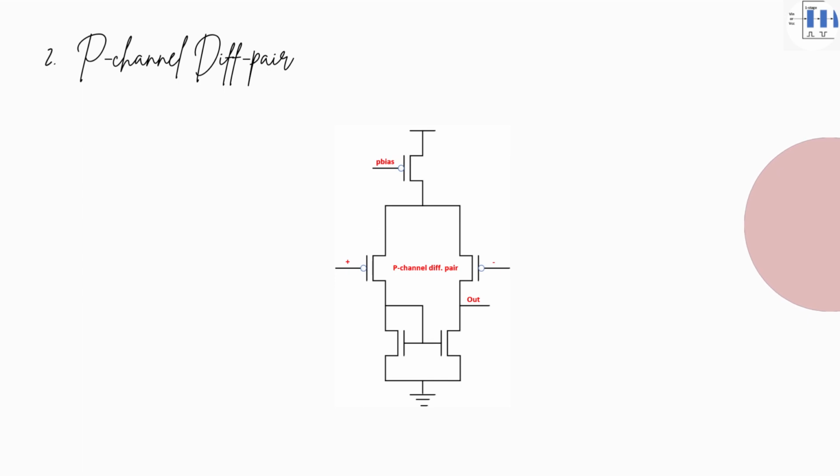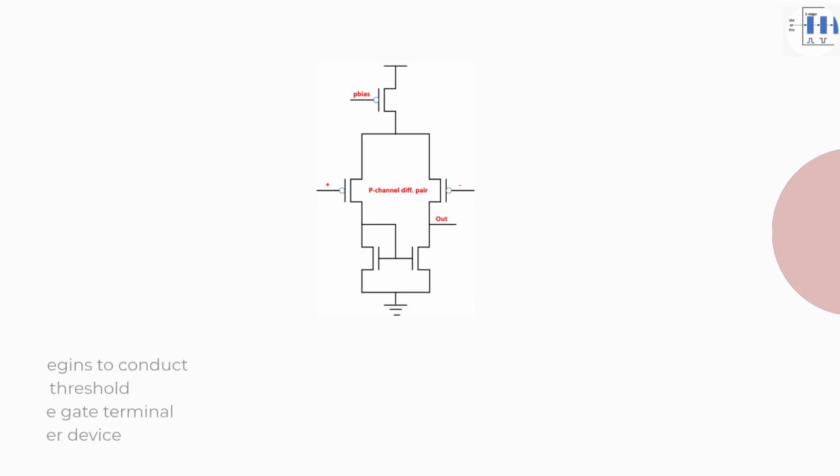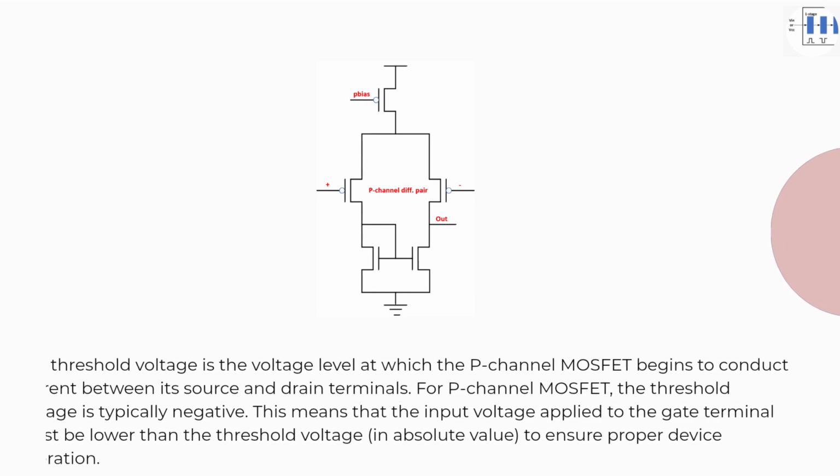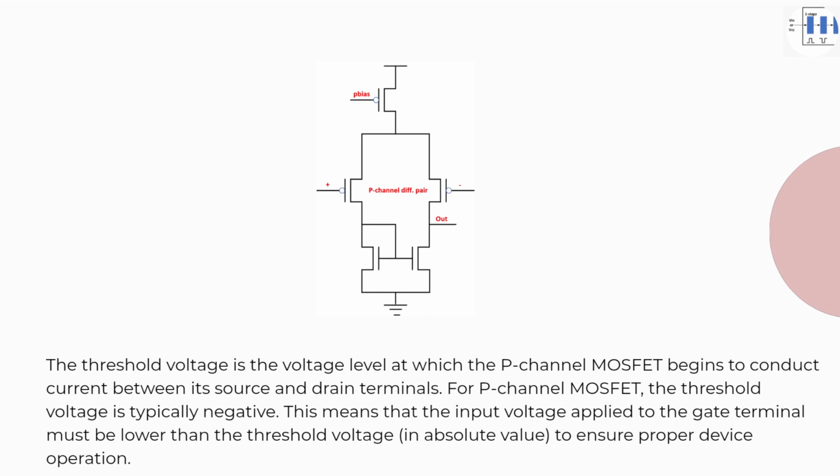Two. P-channel diff pair. The threshold voltage is the voltage level at which the P-channel MOSFET begins to conduct current between its source and drain terminals. For P-channel MOSFET, the threshold voltage is typically negative. This means that the input voltage applied to the gate terminal must be lower than the threshold voltage, in absolute value, to ensure proper device operation.